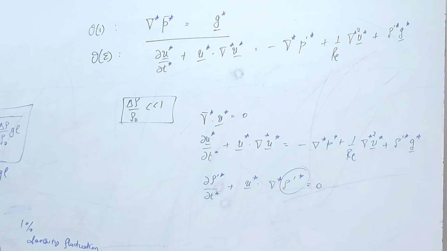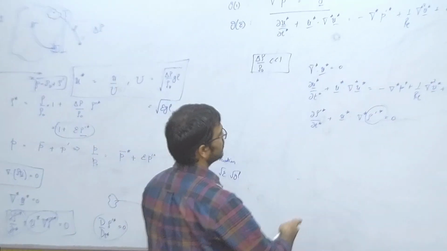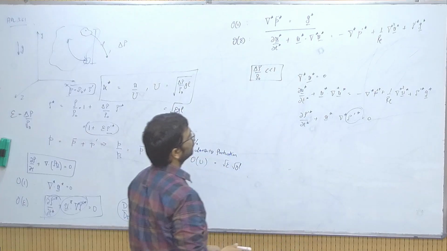In the second equation, shouldn't it be del star p prime star? Second governing equation. Yes. Thank you.